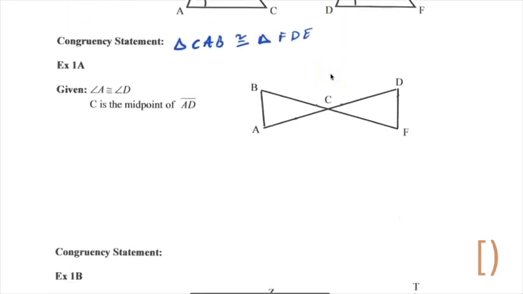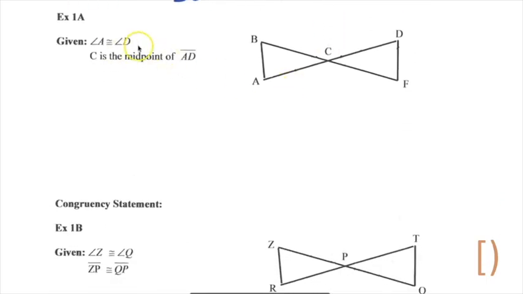So let's do an example using that idea. Here they tell us angle A is congruent to angle D. Remember, anytime they give us a statement like that, that's given. The next thing they tell us is that C is the midpoint of AD. What that means is C is right in the middle of AD. That means that this side is equal to this side. We're going to say AC is equal to CD, or congruent to CD, I should say. And that's the definition of a midpoint.